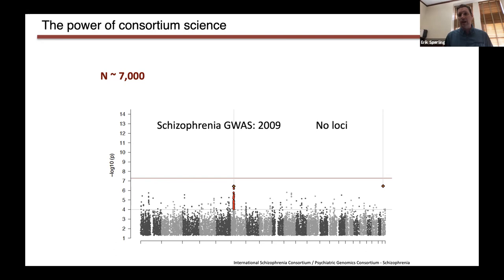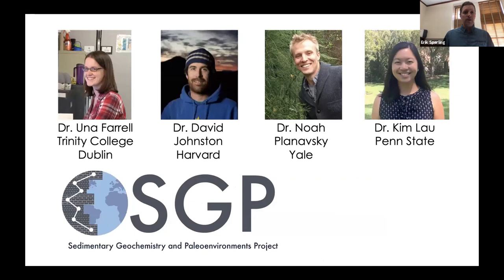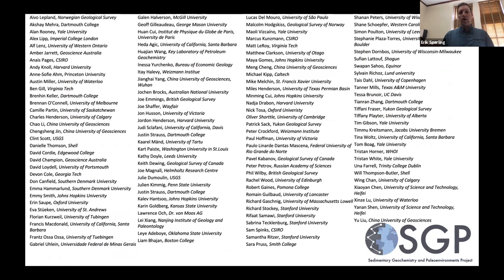So in 2015, we started the SGP, modeled after these biomedical consortia. The leadership team of SGP involves Dr. Una Farrell at Trinity College Dublin, who coordinates data management and built our custom database, Dave Johnson at Harvard, Noah Planavsky at Yale, and Kim Lau at Penn State. However, the real heroes in all this are the SGP collaborative team, all of the people whose names are listed here, that have been involved in getting their data into the database and then analyzing that first data product. It wouldn't be possible without them.